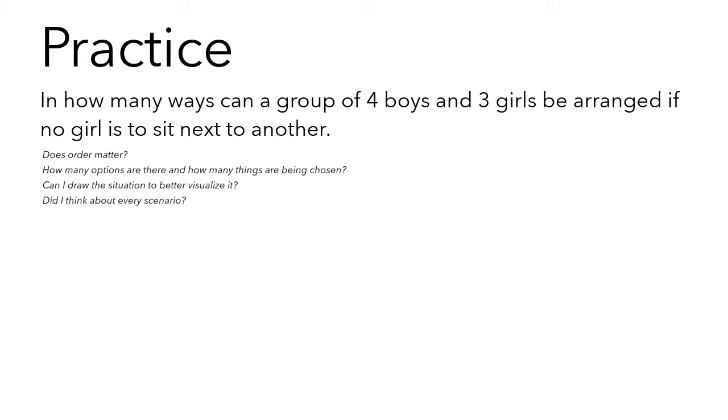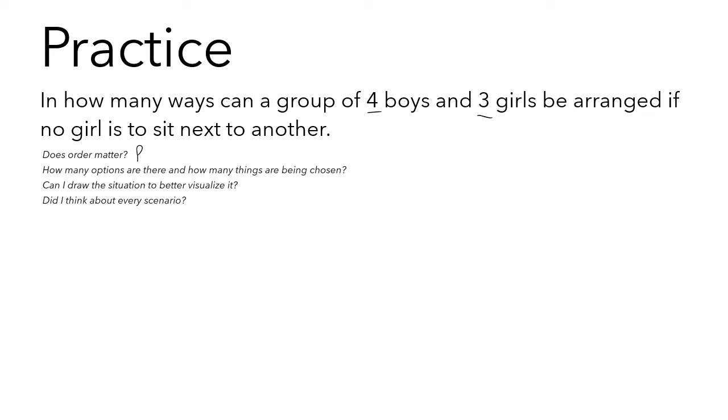Okay, let's try another one. In how many ways can a group of 4 boys and 3 girls be arranged if no girl is to sit next to each other? Okay, this one's going to be a little tricky, so pay close attention and think critically about it. First question, does order matter? Well, we're arranging the boys and the girls, and so we're assuming they're different people, and so the order of them will matter in this case. So we're going to deal with a permutation.